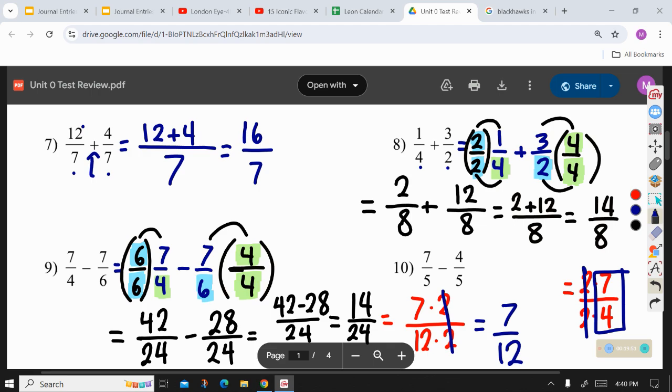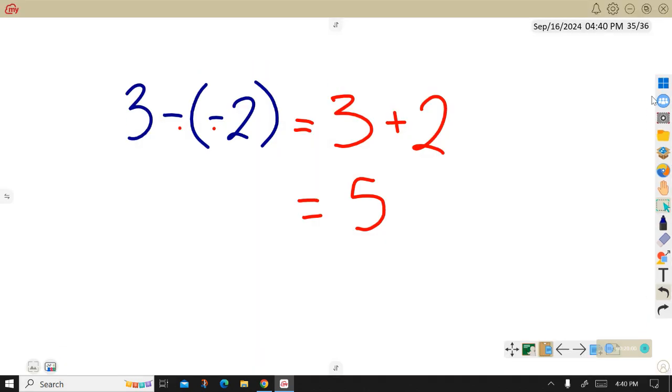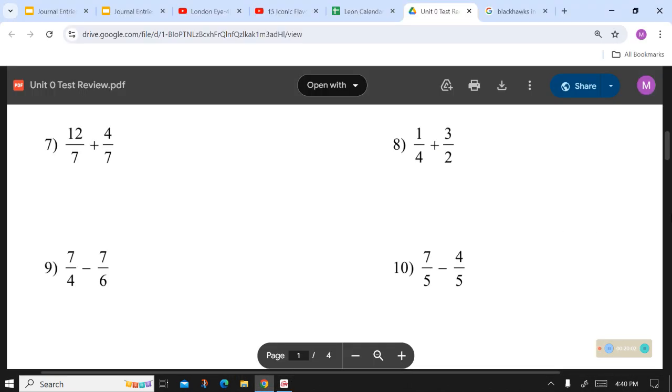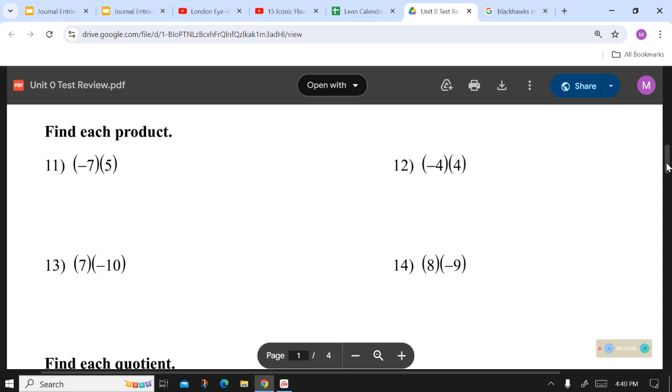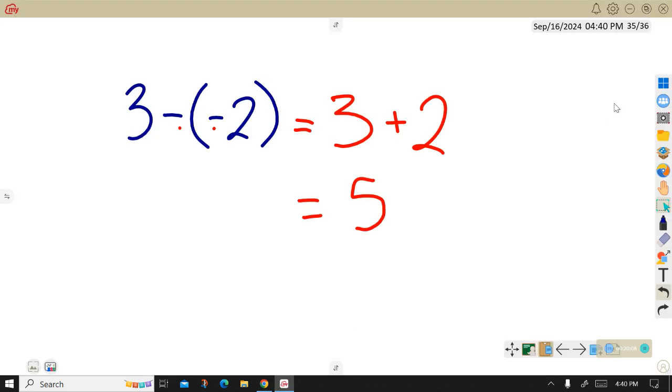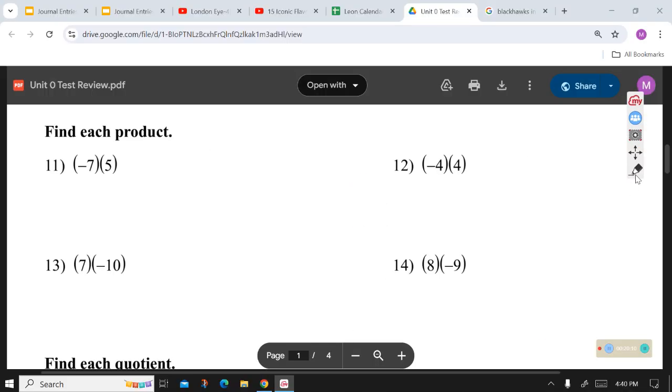So there we go. We got some work for number 9. Okay, so pause that if you need to go over anything, review, and make sure that you're clear about it. But we'll continue working through this worksheet. Okay, so we have now products. Okay, so we're going to talk about the basics of a product. Okay, the product of two numbers is the number that you get when you multiply it.